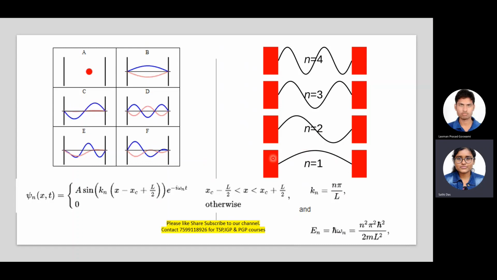So for these discrete levels, the wave function will also follow accordingly. For the n equals 1 state, the wave function will look like this. There will be no node in the wave function. For n equals 2, there will be one node. A node means where the probability, psi, is 0. For n equals 3, the wave function will take this shape. For n equals 4, the wave function will take this shape.